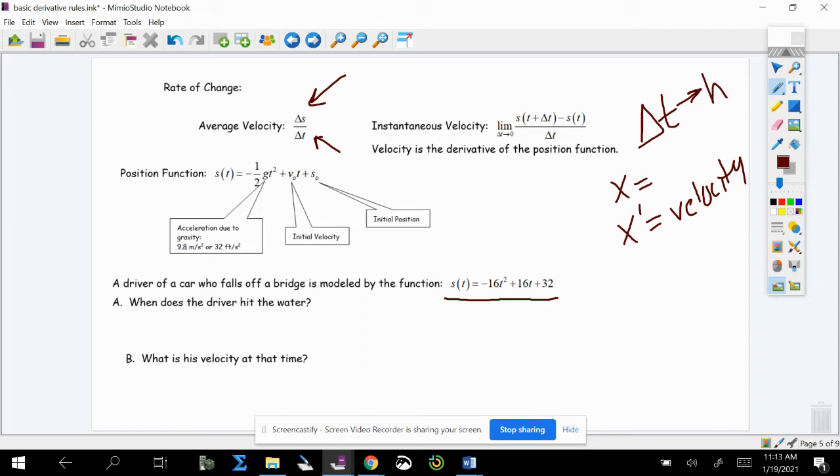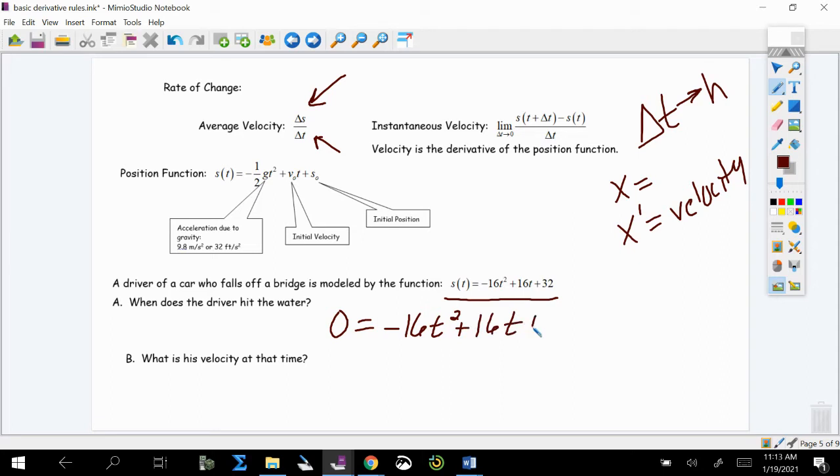And we want to know two things. We want to know when the car will actually hit the water, and then we want to know what the velocity would be at that time. Now, the first question is not a calculus question, it's an algebra question. When it hits the water is when it has a height or position of 0. So this first part wants us to just find the 0 of this polynomial.